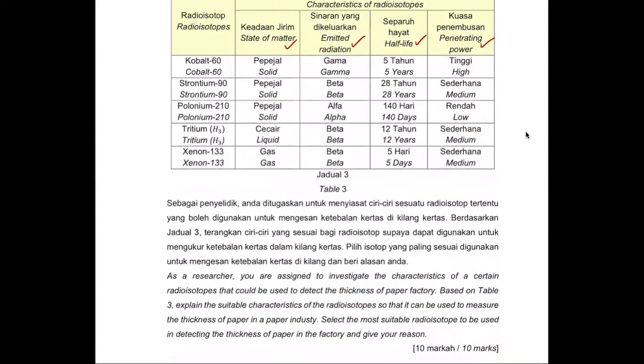So as a researcher, you are assigned to investigate the characteristics of a certain radioisotope that could be used to detect the thickness of paper in a factory. Based on table 3, explain the suitable characteristics of a radioisotope so that it can be used to measure the thickness of paper in a paper industry. Select the most suitable radioisotope to be used in detecting the thickness of paper in the factory and give your reason. Right? So firstly, the state of matter.